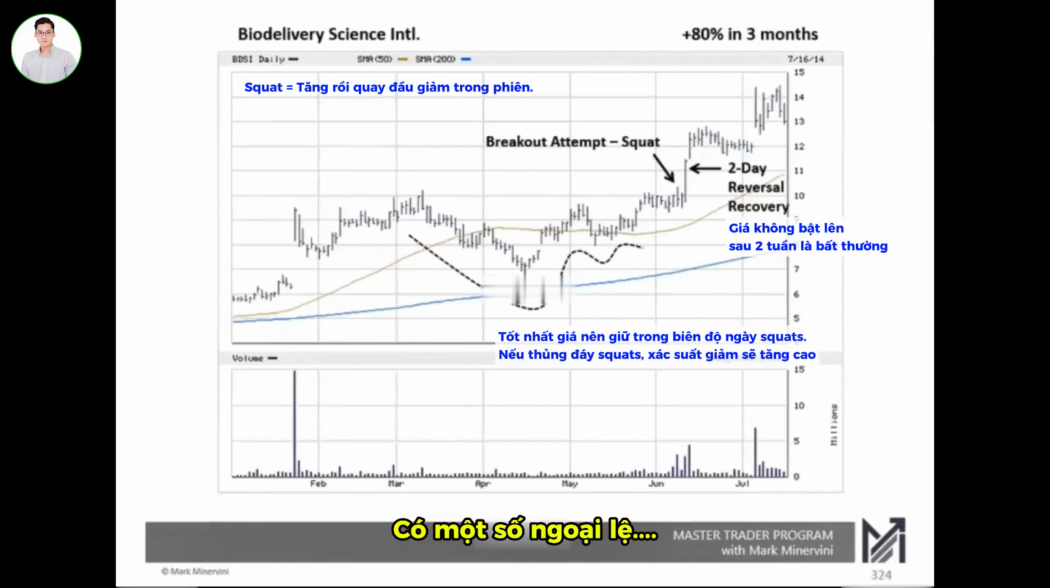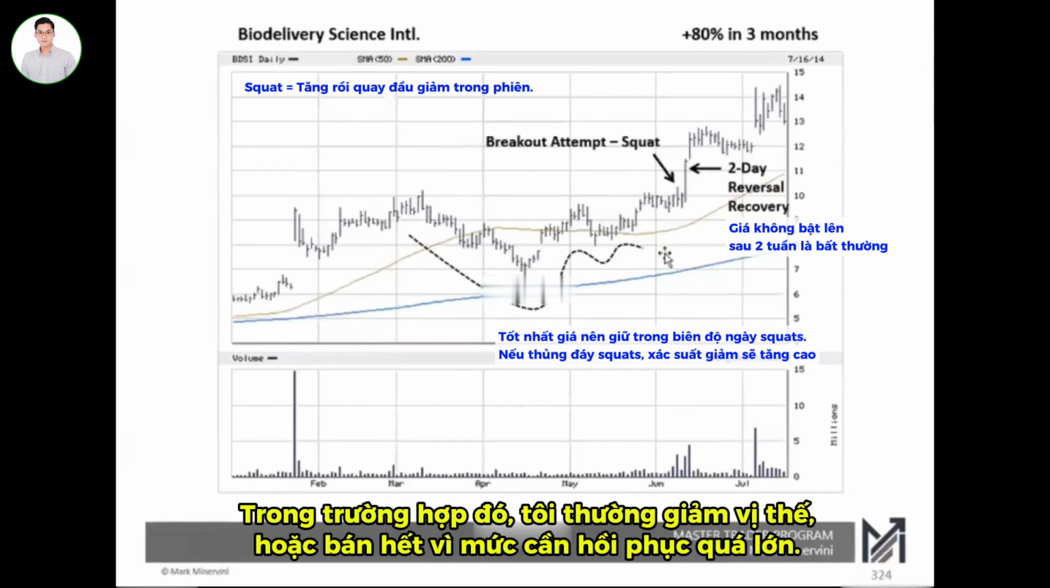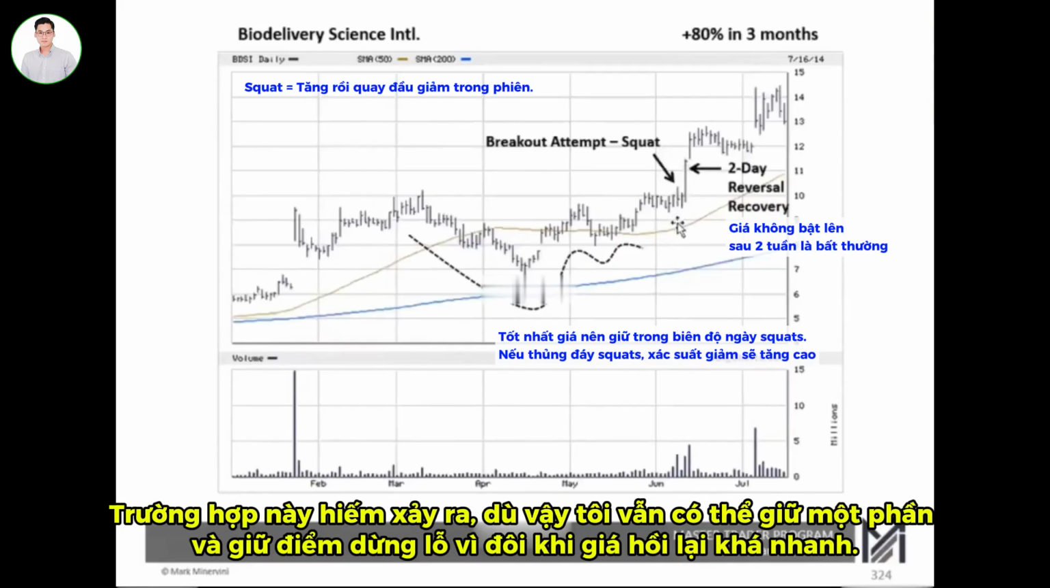Let's just say this breakout was up 10 or 15% on the day. So it's way up here. Maybe it looks like this bar, this breakout bar. So imagine this bar now reverses, squats, and comes all the way down and is maybe trading way down by the lows. Now, in that case, I'll usually reduce or maybe even sell because it's just such a giant amount of price to make up. That's rare, but it does happen where you get a big day and then you get a big reversal.